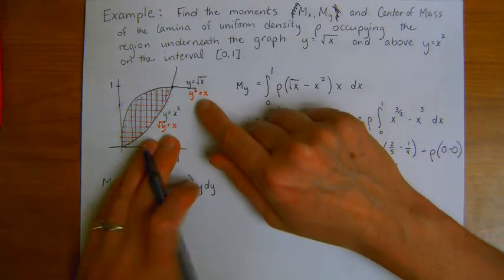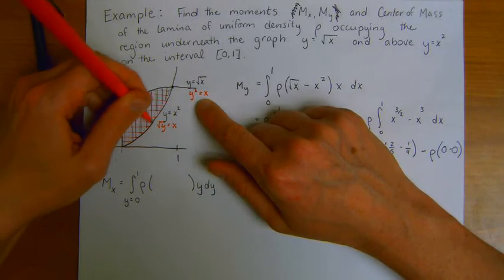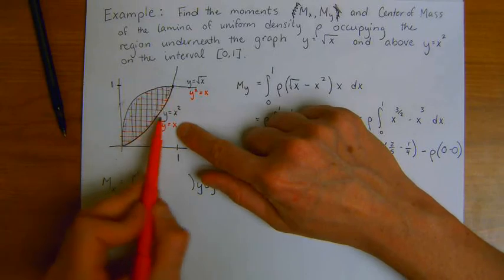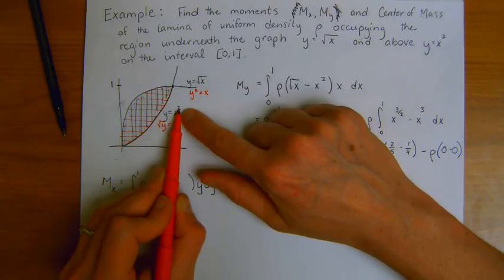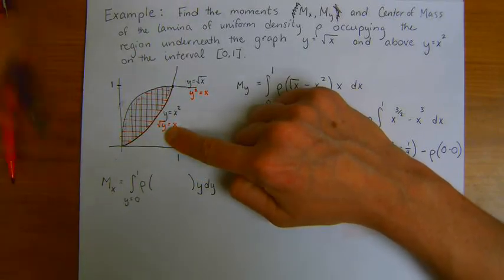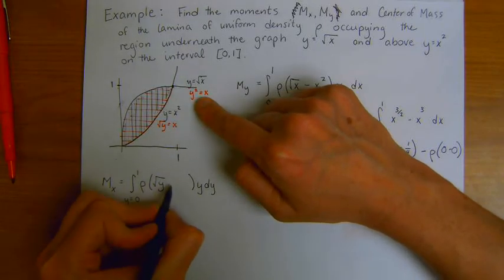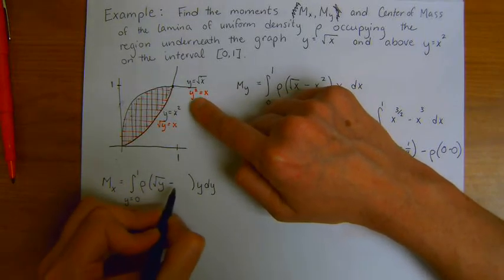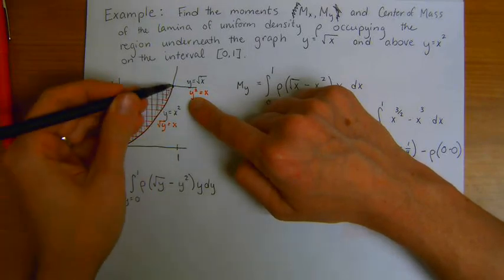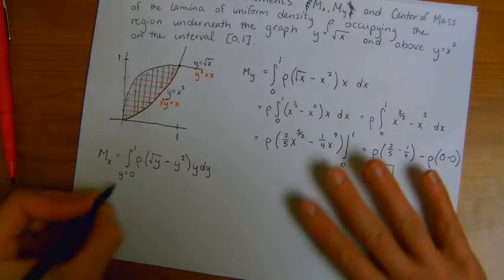And finally, I need to decide, well, which is the upper function? The upper function is the function that's further away from the y-axis. And so in this case, the upper function is the function y equals x squared, but I don't want it as a function of x, I want it as a function of y. So I write it as the square root of y. And I need to subtract the next function, which is the bottom function, which is this. Similarly, I can simplify this.